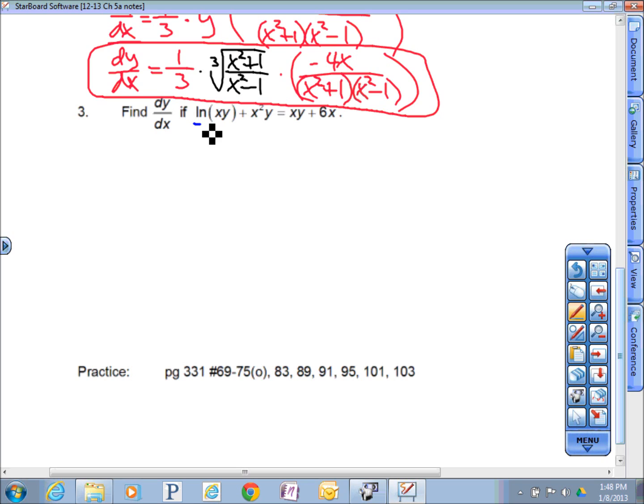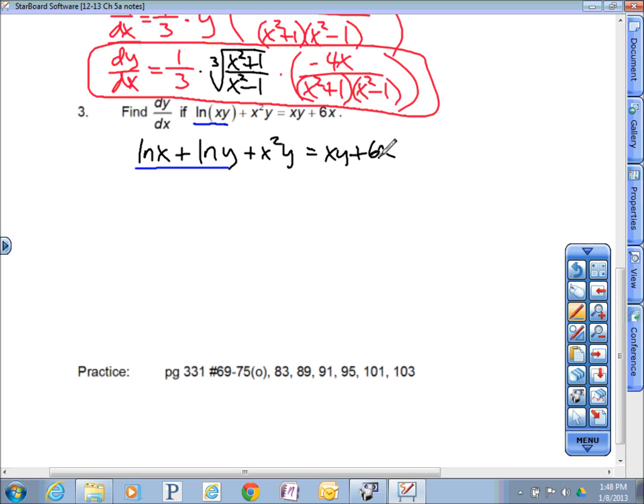So if that's the case, let's kind of take the derivative if we can. Now, one of the things that I might do is I would probably start this problem by saying that natural log of xy is the same thing as natural log of x plus natural log of y. Now, that's just my preference, but I'm looking at it thinking I would like that better. Plus my x squared y is equal to xy plus 6x. So let's start taking derivatives.